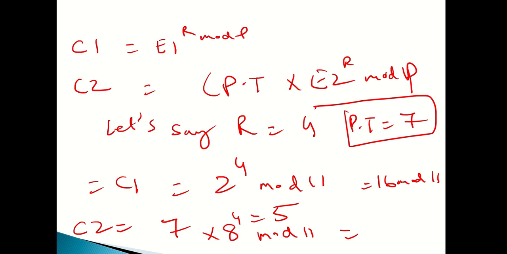The one that we have calculated is 28672 mod 11, which further equals 7. You can check it in your calculator as well. So the values of C1 and C2 are over here. Plain text into E2 to the power R mod P, that's what we have substituted, and found that C2 is equal to 6.